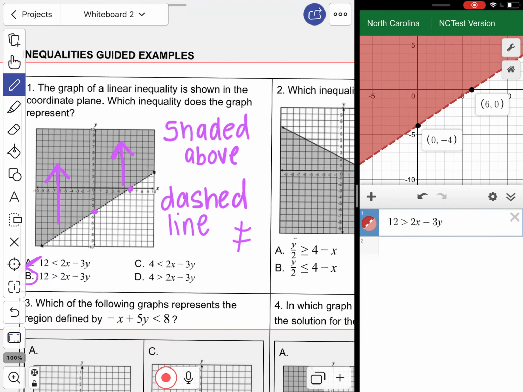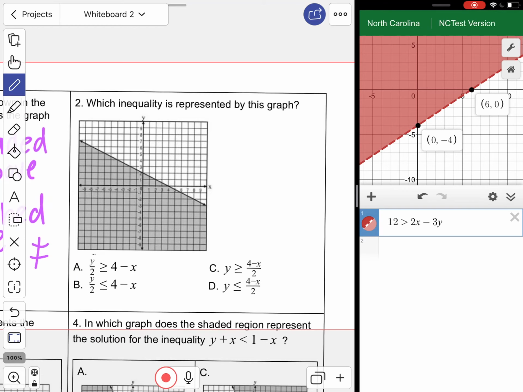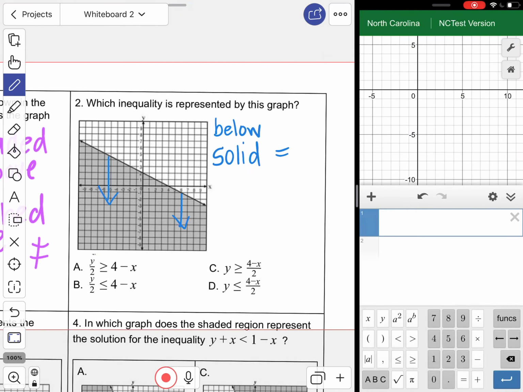Okay. All right, so for number 2, very similar problem. Obviously, the formatting of our equations is a little bit different, but this time I have shading below the line. So all of the shading is below the line, and I have a solid line. The solid line means that it's equal to. All right, so we're going to come back over here and type this problem in so it can be graphed.